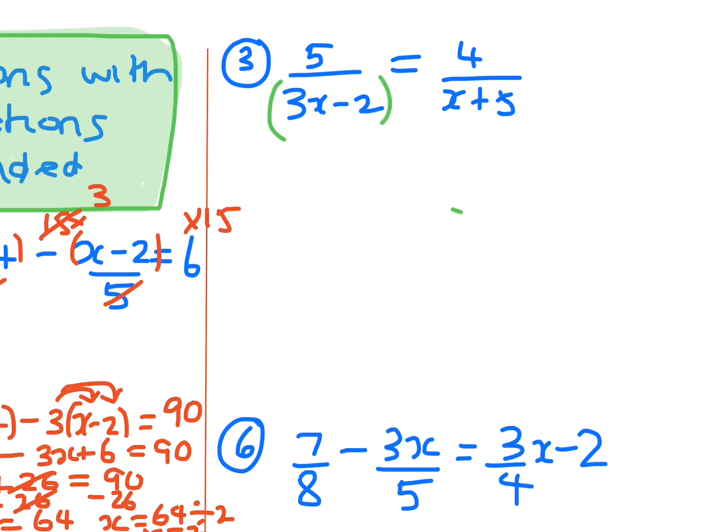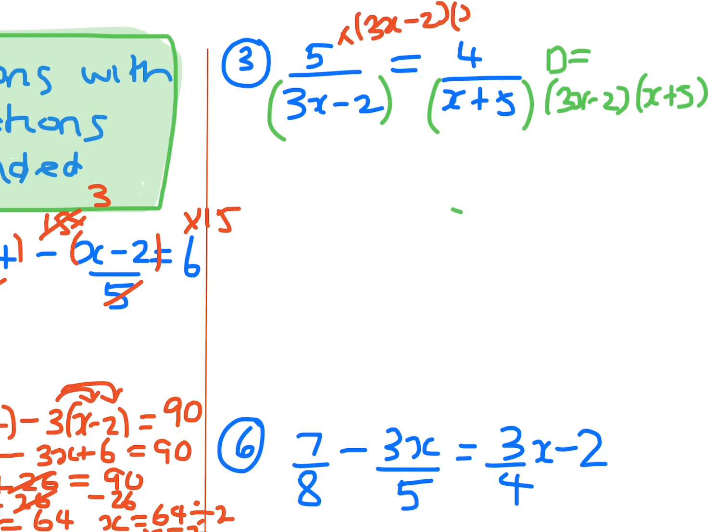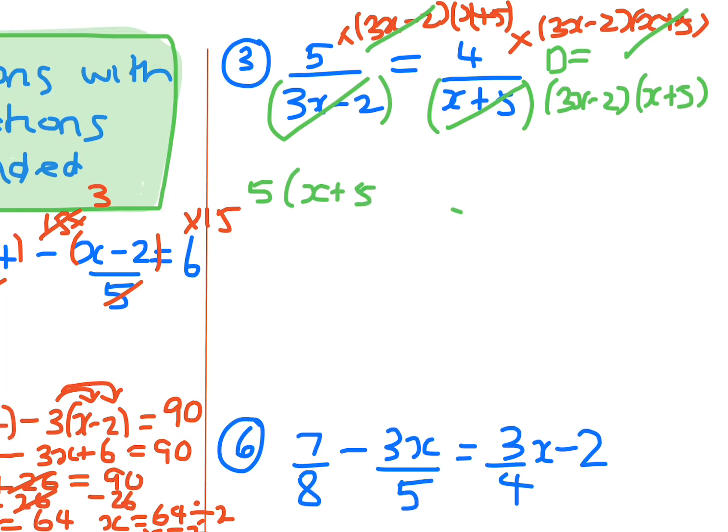So looking at this one, so you have two terms here, terms here. The denominator that you multiply by would be these two things multiplied together. 3x minus 2 times x plus 5. So if you then get that and you multiply this by 3x minus 2 times x plus 5, and this one by 3x minus 2 times x plus 5, so just using this same technique, what happens then is this 3x minus 2 cancels with that 3x minus 2. X plus 5 cancels with x plus 5. So you're left with 5x plus 5 equals 4, 3x minus 2.